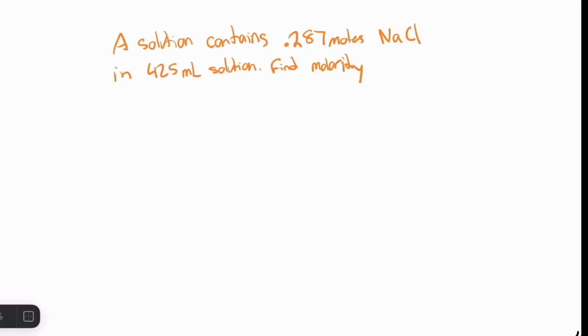A solution contains 0.287 moles of NaCl in 425 milliliters of solution. Find the molarity. In order to find the molarity, we have to know the molarity formula. Molarity is calculated by dividing the moles of solute over the liters of solution.